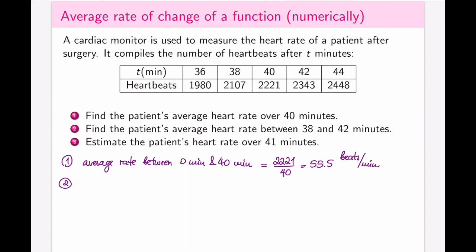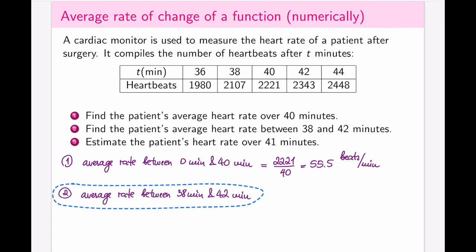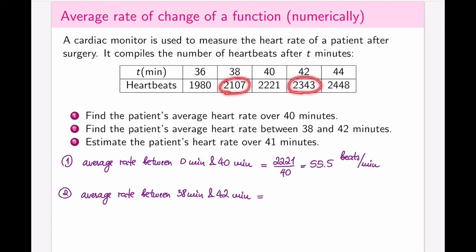Now, next up is the average heart rate between 38 and 42. We can take the exact same formula and the exact same logic, except we're going to have to be a little bit careful about the fact that my beginning point is no longer at 0. So I have to adjust for that slightly, right? Average rate between 38 and 42. I need to know how many heartbeats occurred between these two points in time. So I can take the total of the heartbeats at 42 and subtract how many heartbeats there were before 38 minutes.